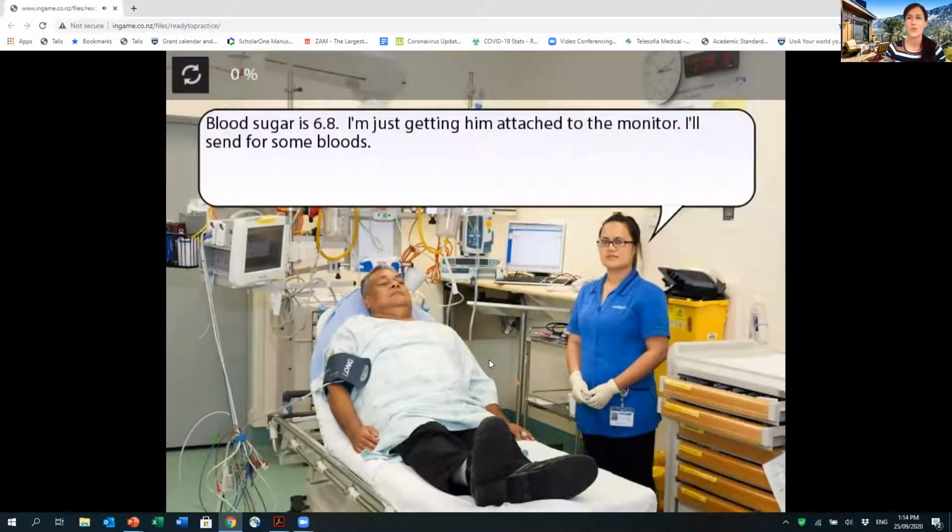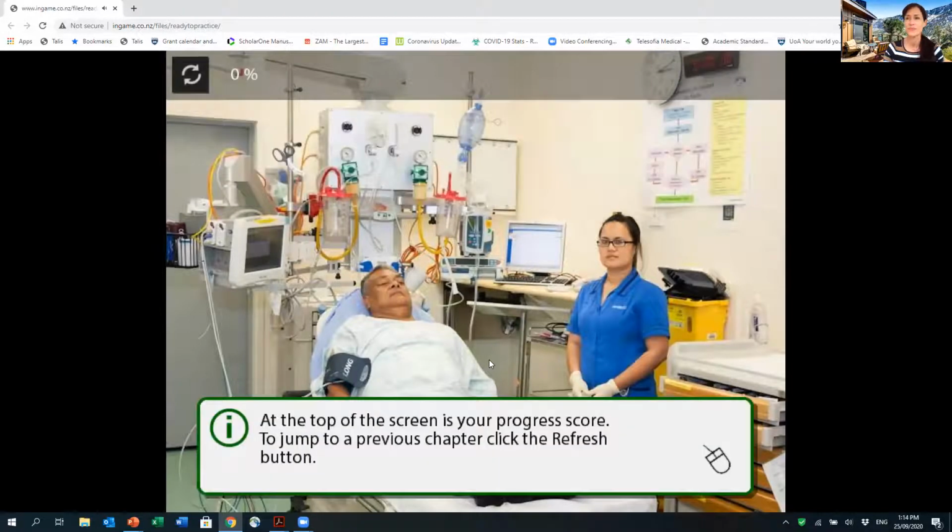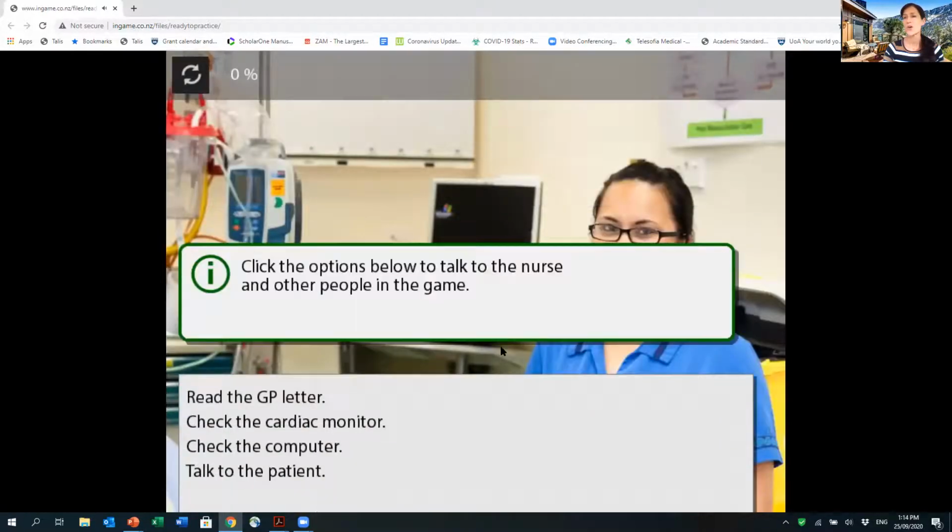You're probably not hearing all the sounds in the background via Zoom, but you've got beeps and all of these sounds of the hospital, people chattering in the background. All right, so what do you want to do? You can either read a GP letter, check the cardiac monitor, check the computer, or talk to the patient. So I'm going to stop that for a minute and pause, and you can decide what you would do.